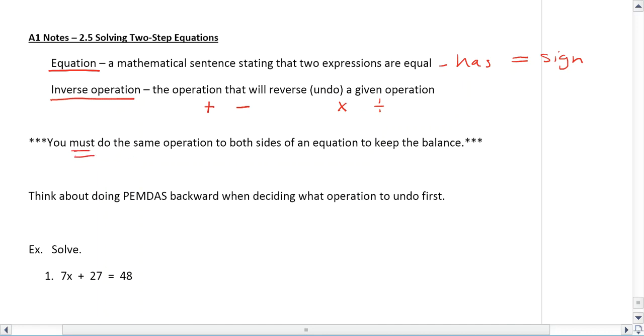You must do the same operation to both sides of an equation to keep the balance. If you don't do the same thing to both sides, you have destroyed the equal sign. Think of it like a teeter-totter. It's balanced. If you add something to one side, you must add the same thing to the other side.